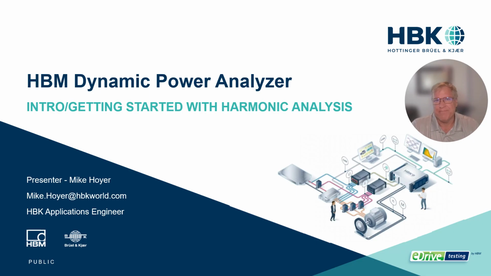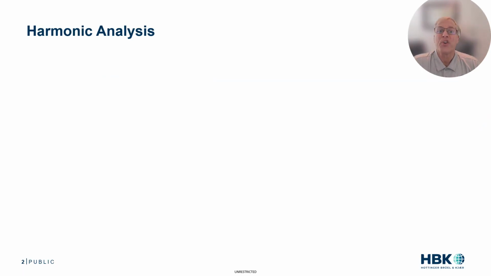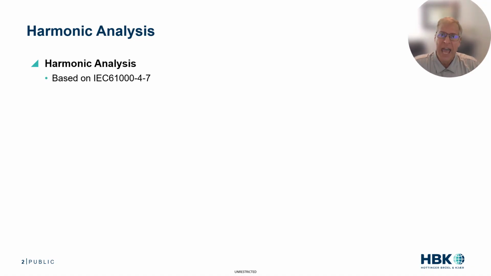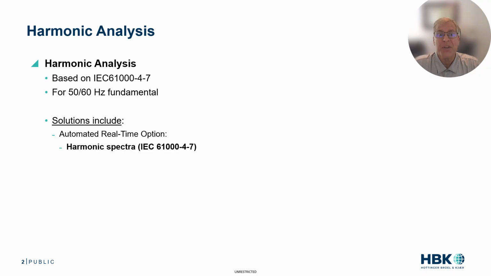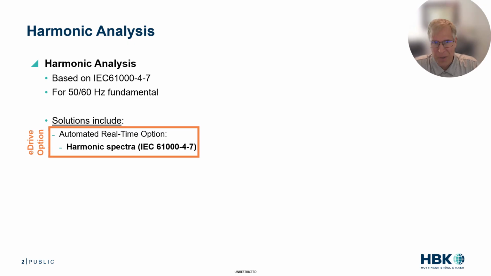We offer two types of harmonic analysis. This first type is harmonic analysis based on the IEC 61000-4-7 standard. It's used for signals that typically appear on power grid and power line applications. The automated real-time analysis is called harmonic spectra, which performs frequency domain analysis on signals with a fundamental frequency of 50 or 60 Hertz, which is part of the eDrive option. There's more detail on this in just a moment.